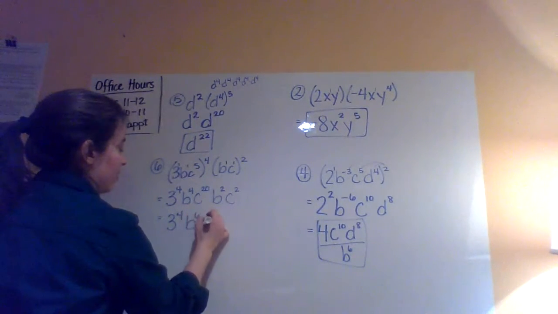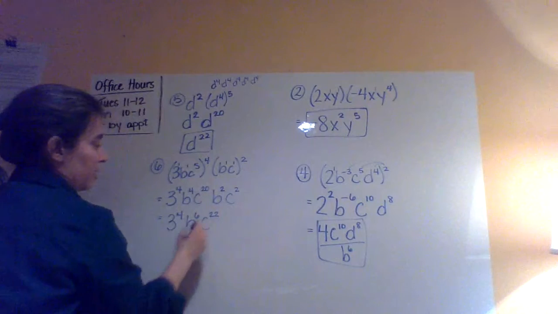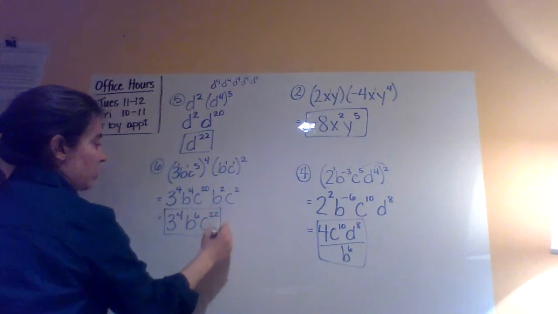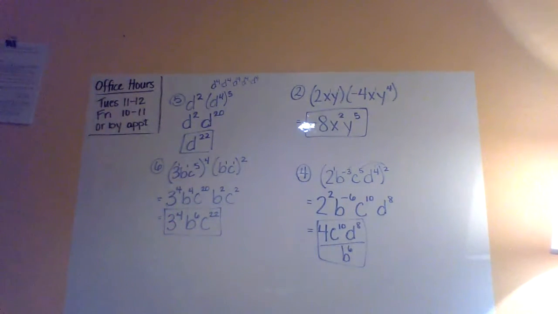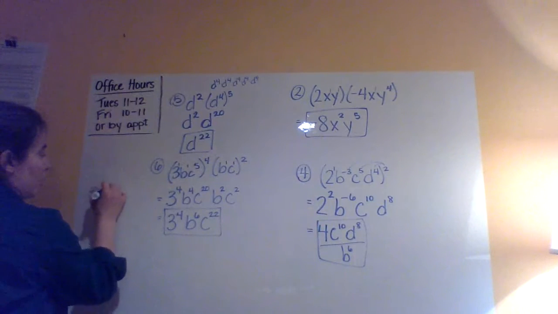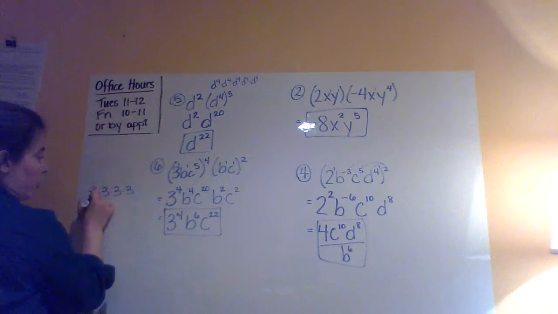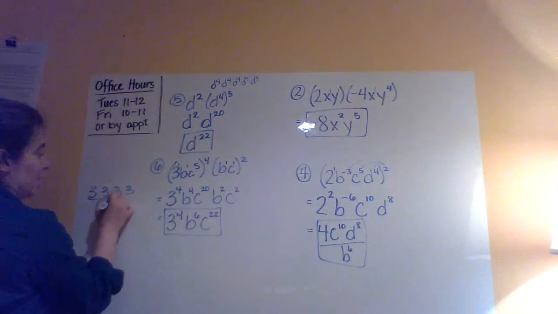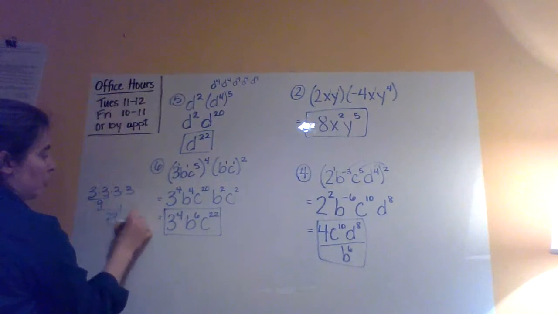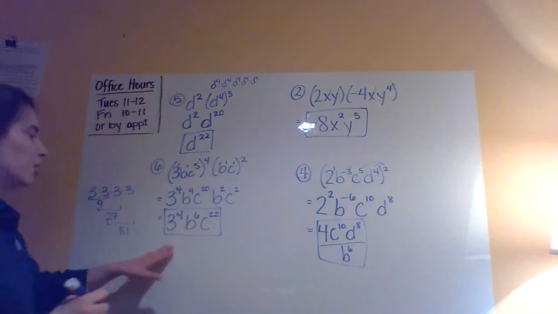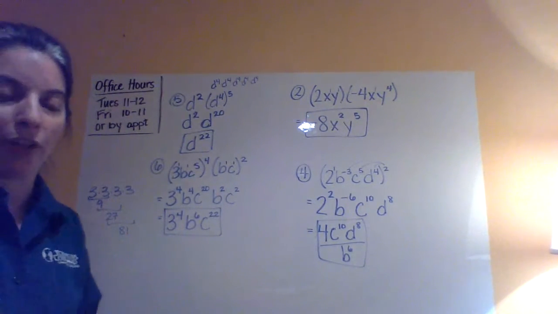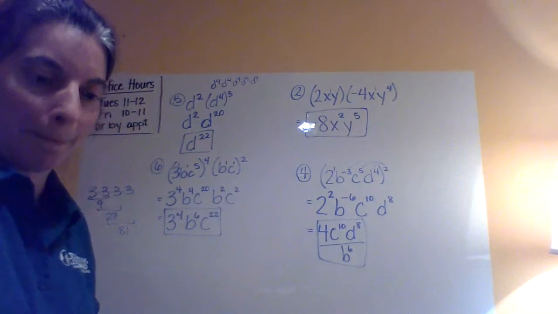So I'm going to have b to the 6th, c to the 22nd. I don't have any negative exponents, so I can just leave that. 3 to the 4th is 3 multiplied by itself 4 times. 3 times 3 is 9. 9 times 3 is 27. 27 times 3 is 81. So I mean, that's a reasonable number. You could put 81 there instead. Either one is fine.